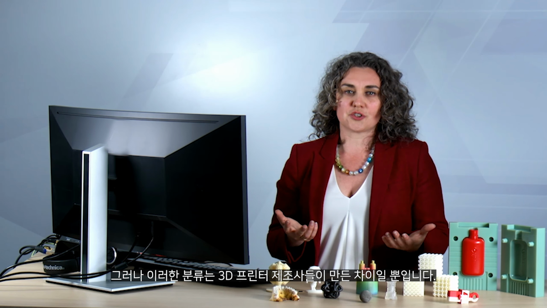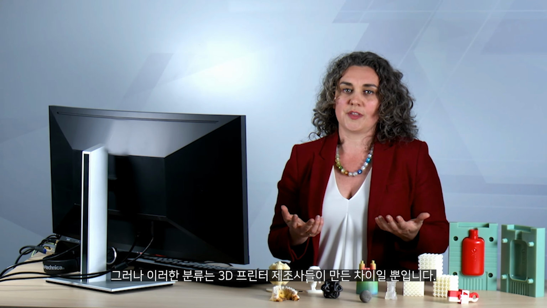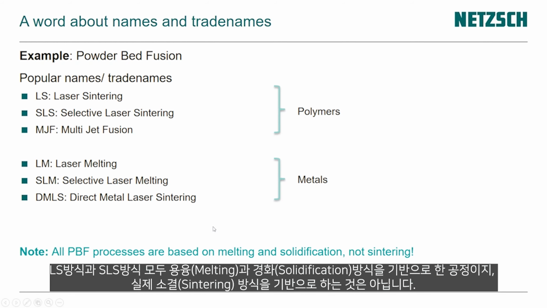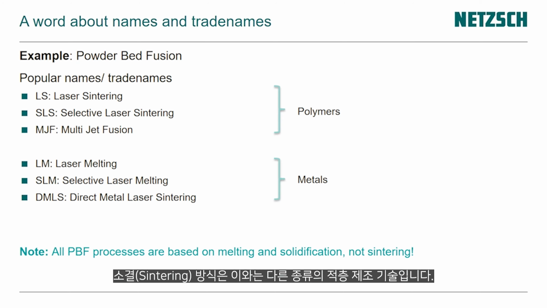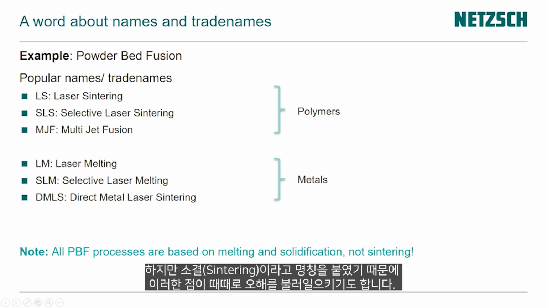That's just a distinction that the manufacturers of the 3D printers make. In both cases, the process is based on melting and solidification and not on sintering. Sintering is a different class of additive manufacturing technologies. But the trade names are sometimes misleading.